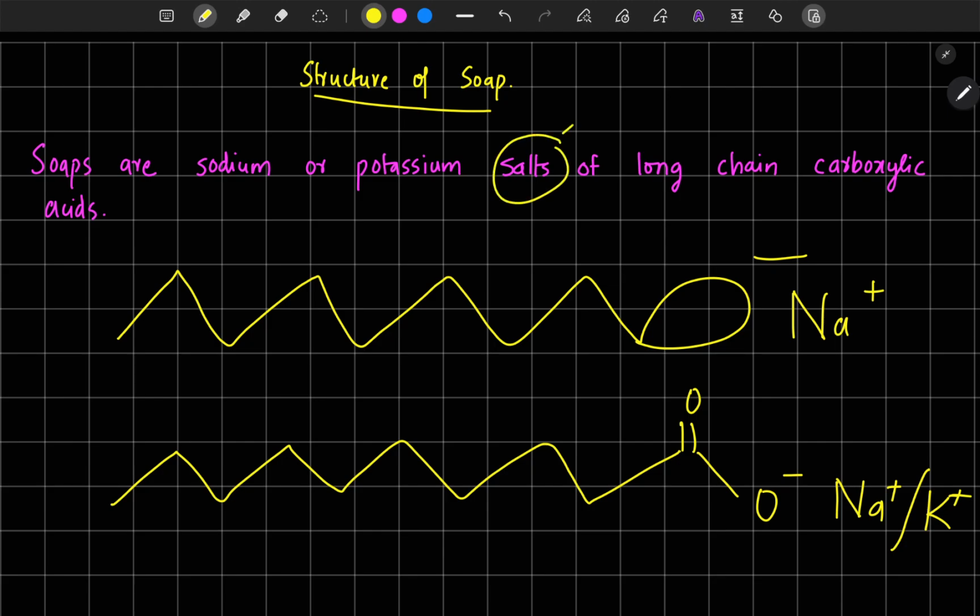A salt is an ionic compound of an anion and a cation. Anion means negatively charged, cation means positively charged. So this is the cation, and the remaining long chain is the anion. If you wonder what these lines are, these are actually hydrocarbon chains.